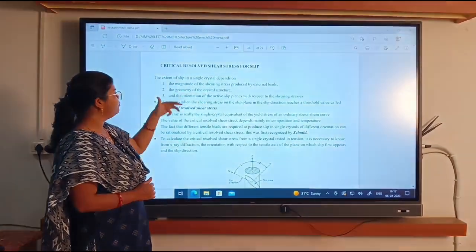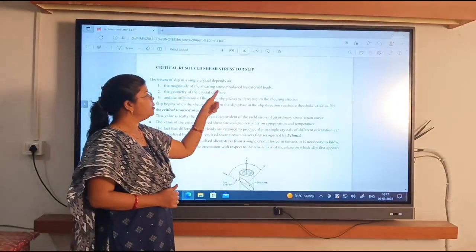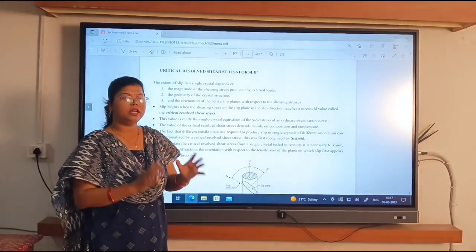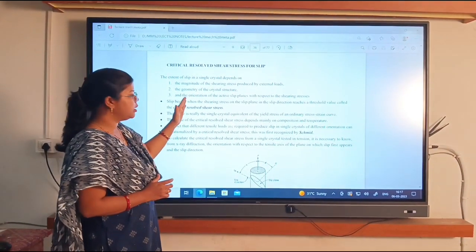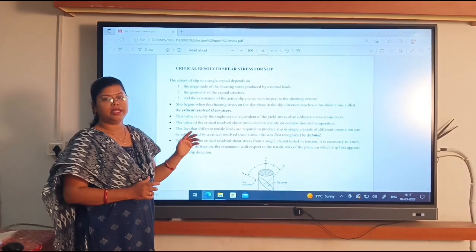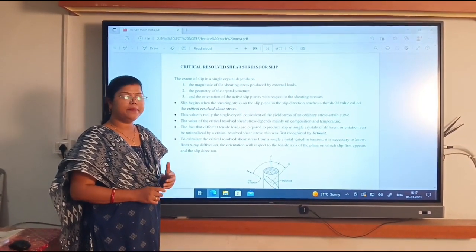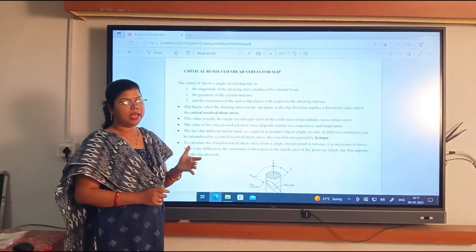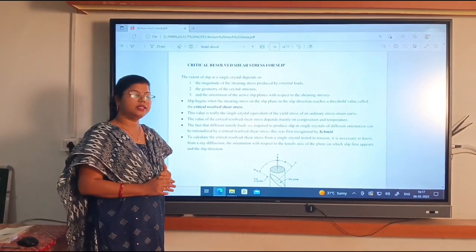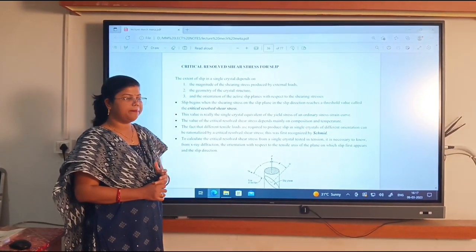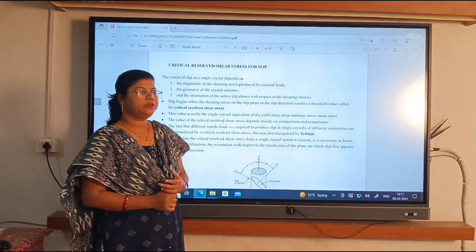Here three different things are written. The first one is the magnitude of the shearing stress produced by the external load. Whatever load we are applying, how much stress is occurring on that sample is very important. The second one is the geometry of the crystal structure. Slip always depends on the crystal structure and the orientation of the sample. The third one is the orientation of the active slip plane with respect to the shearing stress.